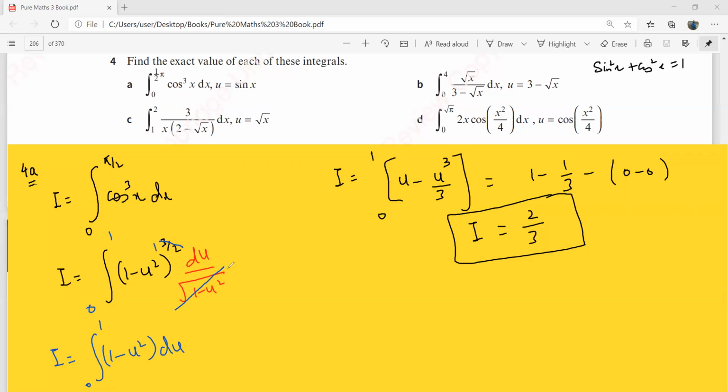Now for the smarter students, you see that you could also do this another way. This is just an alternate method here.